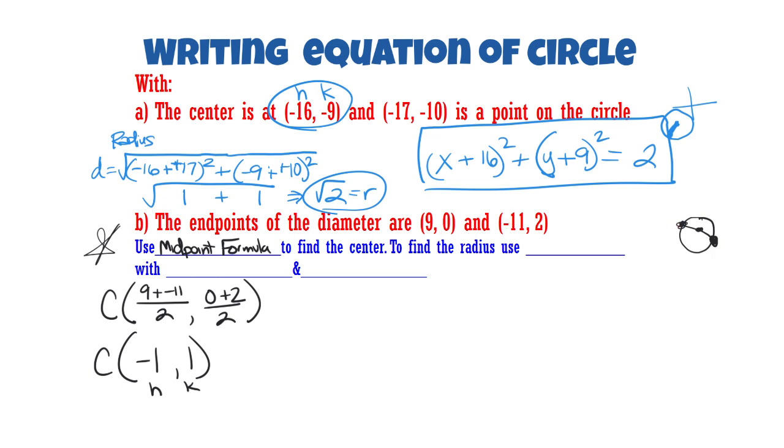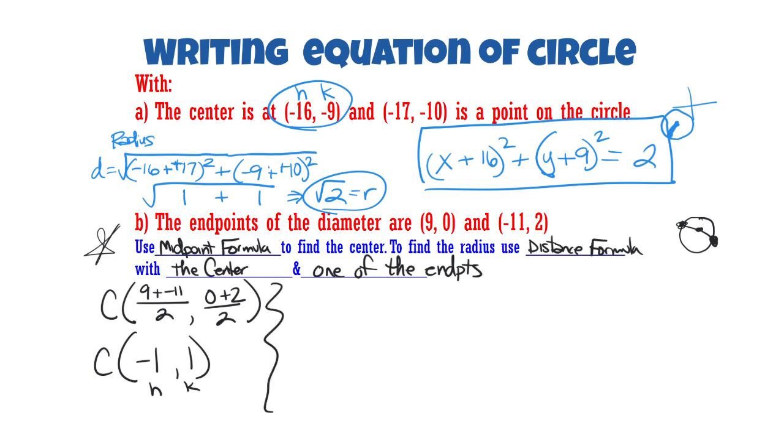To find the radius, use the distance formula with the center that you recently found and one of the endpoints. And you get to pick on the endpoints which one you like better. I got to think the one with the 0 seems like it's going to be easier. So I'm going to use the 9, 0. And I'm going to use the center, the negative 1, 1.